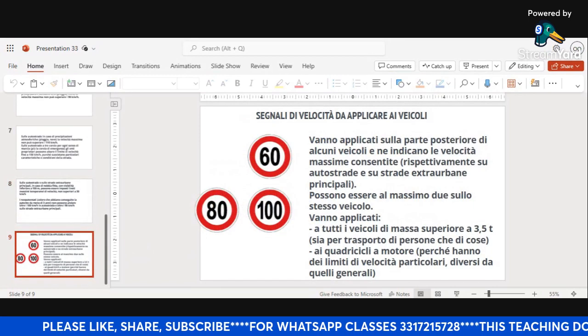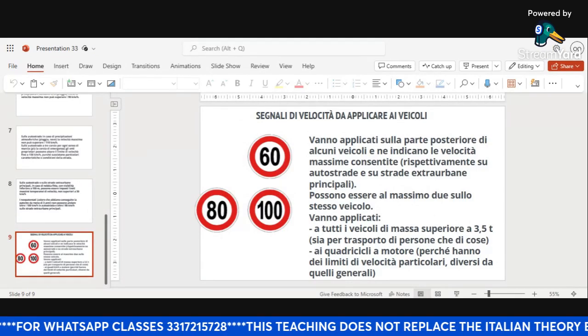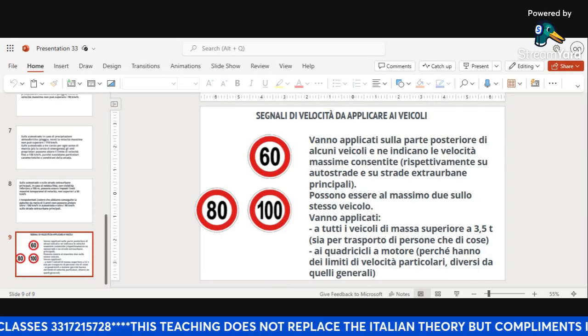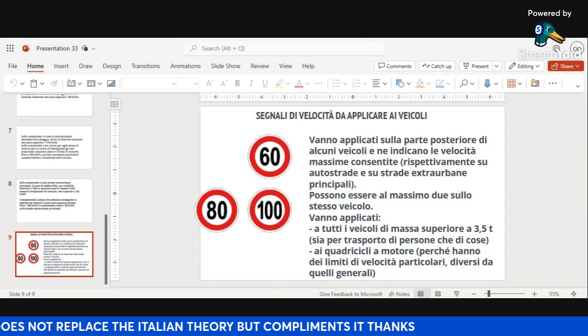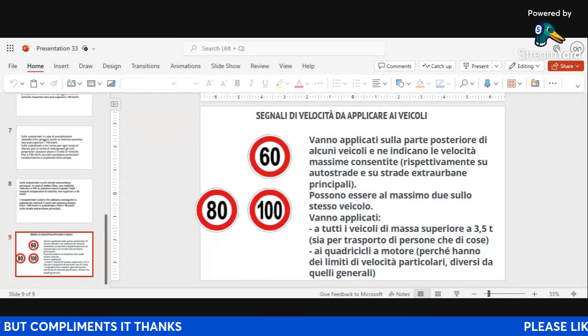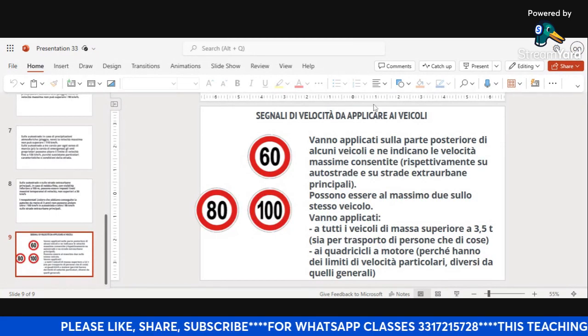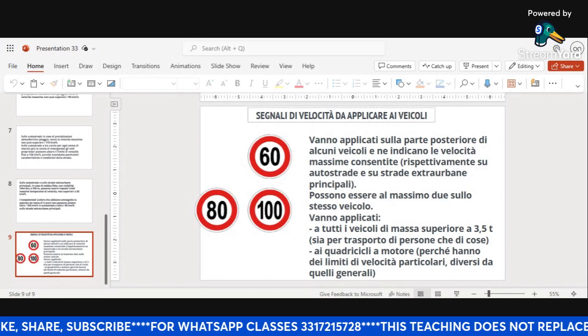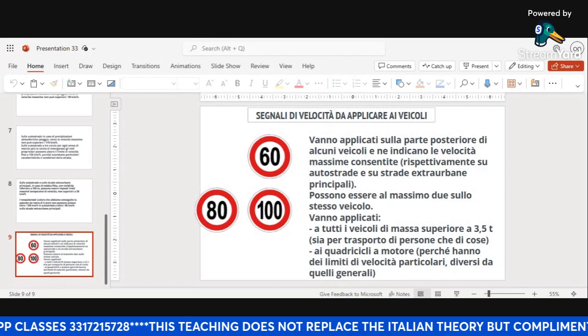Now let us see the last one here, which is segnale di velocità da applicare ai veicoli. This is a signal that you need to apply to vehicles, not all vehicles, okay? Vanno applicati sulla parte posteriore di alcuni veicoli, so some vehicles, not all vehicles, e ne indicano la velocità massima consentita. This one tells you the maximum velocity you're allowed to drive on this particular route, rispettivamente su autostrade e su strada principale. Respectively, it is referring to autostrada and strada principale.